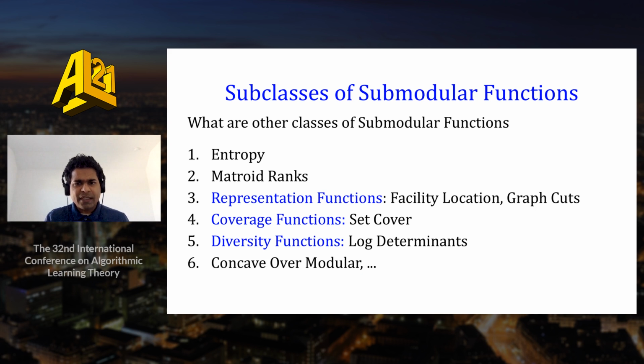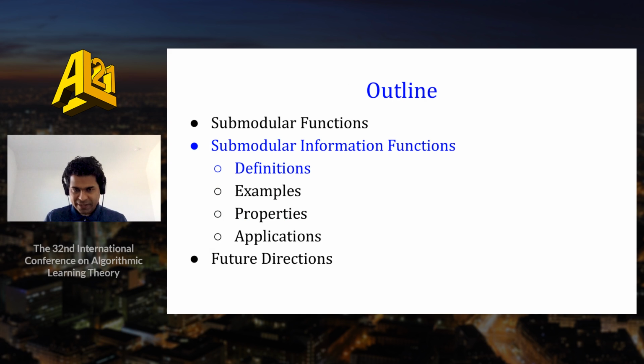It turns out that a number of interesting subclasses of submodular functions appear naturally in applications. Entropy comes naturally in information theory as the information content of a set of random variables. You also have matroid rank functions. You have representation functions like facility location and graph cuts. You have coverage functions, things like set cover and probabilistic set cover, and diversity functions like log determinants, which are connected to determinantal point processes. And you also have concave over modular functions. Each of these is a natural subclass of submodular functions.